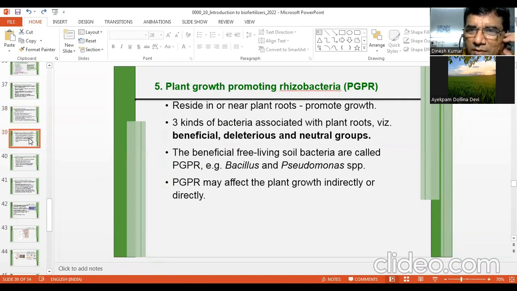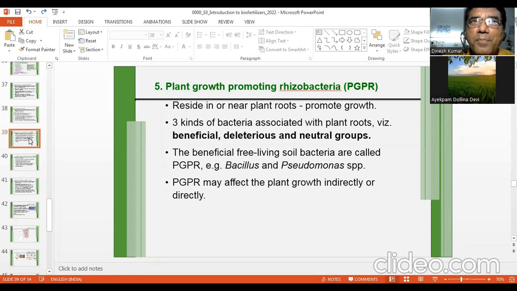Now we come to the fifth group of biofertilizer, that is PGPR. As I told you, they have multiple roles. For example, Azospirillum and Azotobacter, or even Rhizobium. You studied them as nitrogen fixers. So nitrogen fixing is one job. Another job, they can also act as a plant growth promoter.